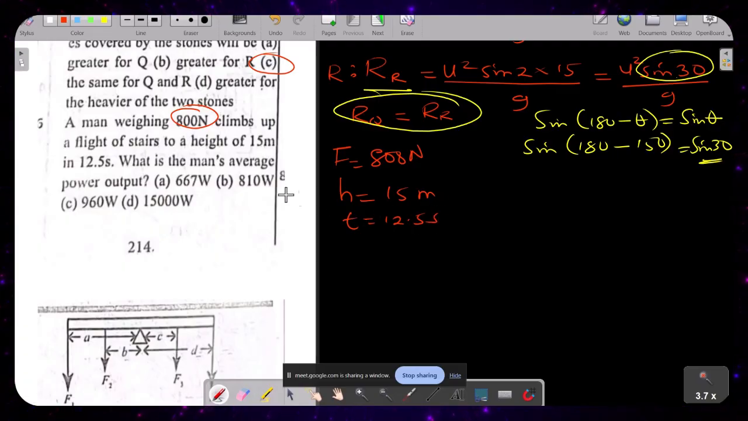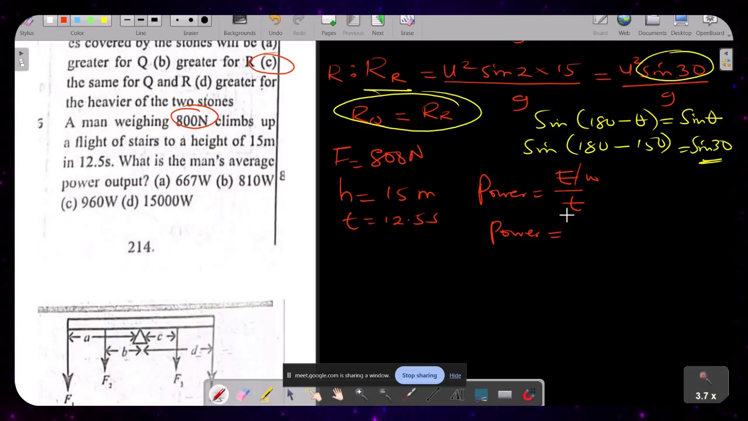Okay, so they now ask what is the average power output? Remember that power is given as energy or work over time. Since work is force times distance, power is force times distance over time. And distance is the same thing as height, so I can say power is force times height over time.